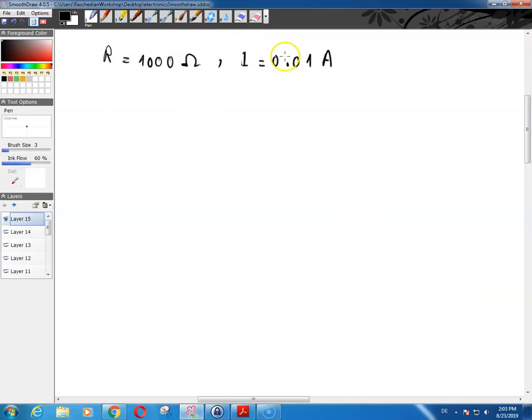Now if this current is flowing through your circuit through this resistor, what is the voltage required for this to happen? So there you want to calculate your voltage. Then your voltage would be equal to I times R, as we discussed before. V is equal to I in amps, which is 0.01, times the resistance, which is 1000 here. So you have 10 volts DC, of course.